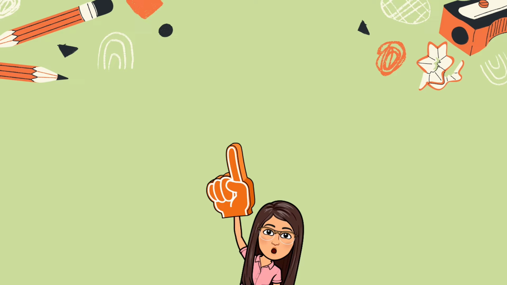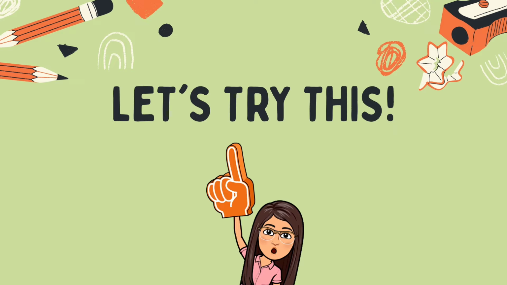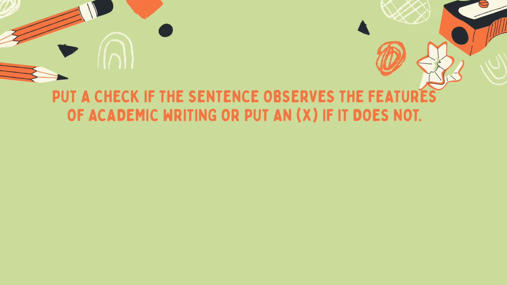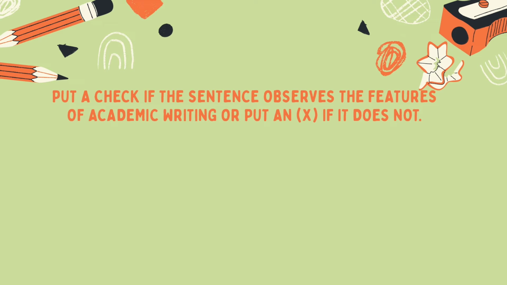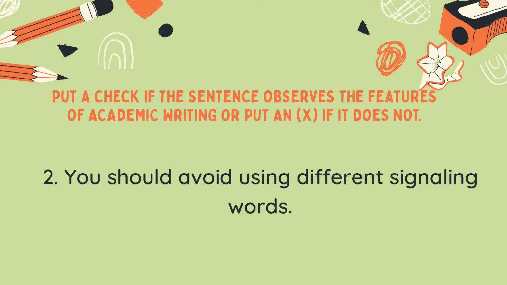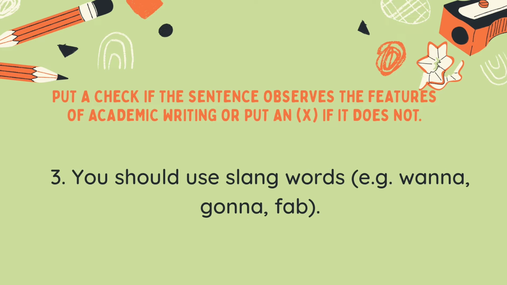Now that we're done with the discussion, let's try this activity. Put a check if the sentence observes the features of academic writing, or put an X if it does not. Are you ready? Number 1, you should cite the sources you use properly. Is it a check or an X? Number 2, you should avoid using different signaling words. And number 3, you should use slang words, e.g. wanna, gonna, and fab.